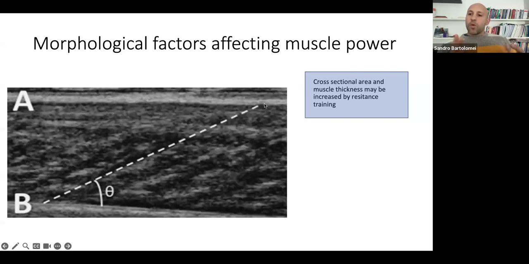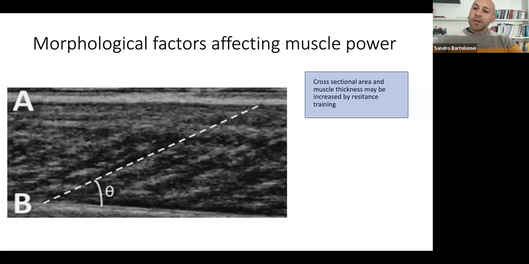So fascicle length, why is this parameter important? Because a muscle that includes long fascicles is able to contract quicker, because a lot of sarcomeres are working in series, not in parallel, but in series. And that increases the speed of contraction.